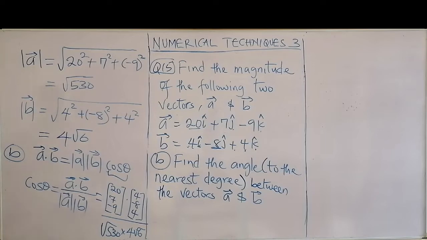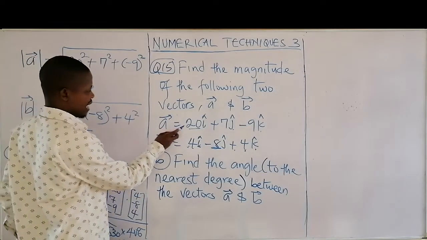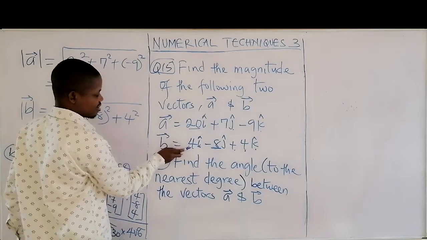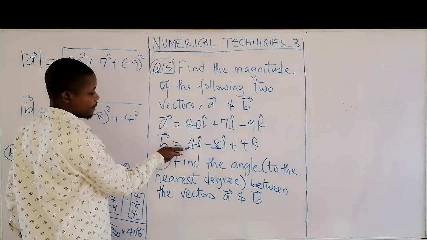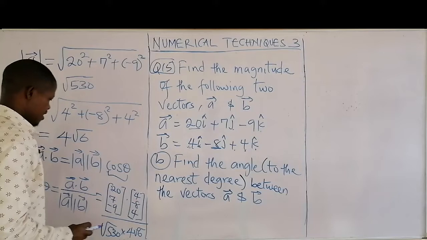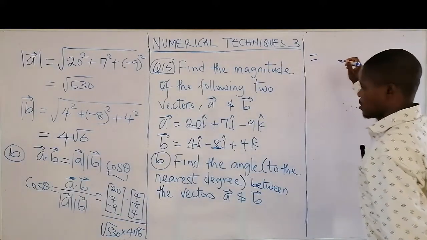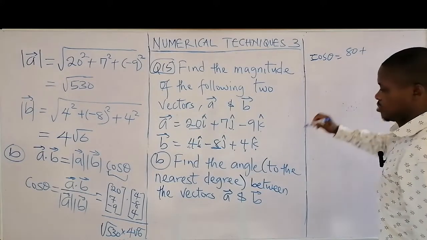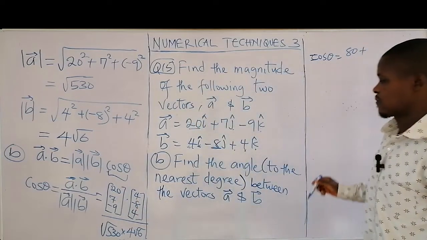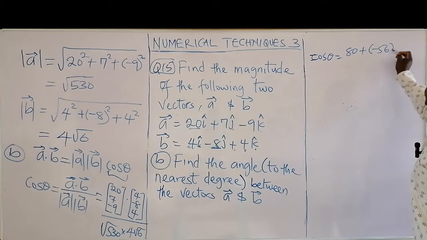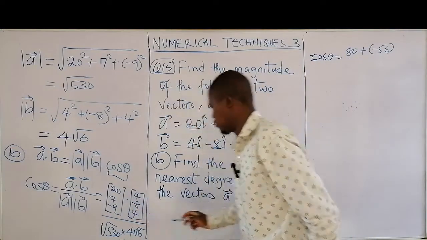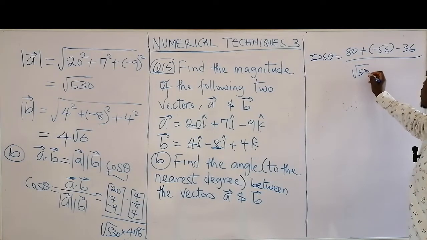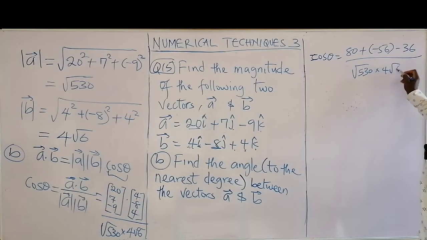When you are doing the dot product, it's very simple. We are only multiplying the coefficients. Here the i unit vector is 20, times the other i, times 4. So that will be 20 times 4, and that will be equal to what? Cos theta equals 80 plus 7 times minus 8, that's minus 56, and then minus 9 times 4, that's minus 36, all over square root of 530 times 4 root 6.